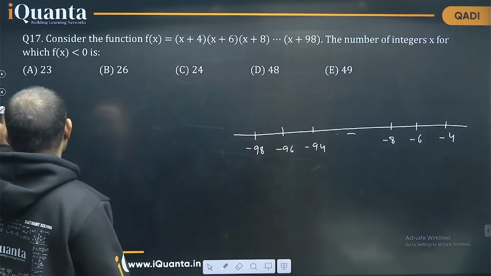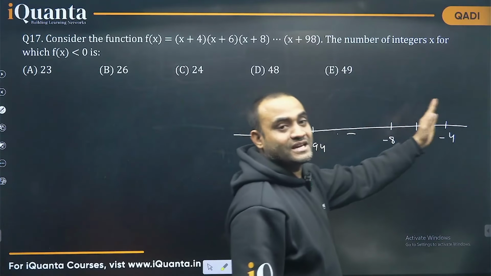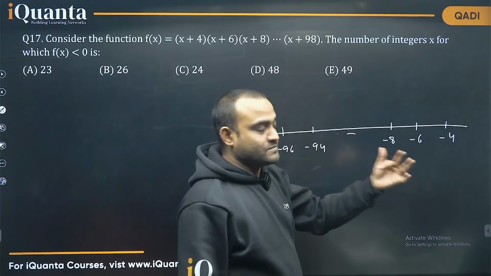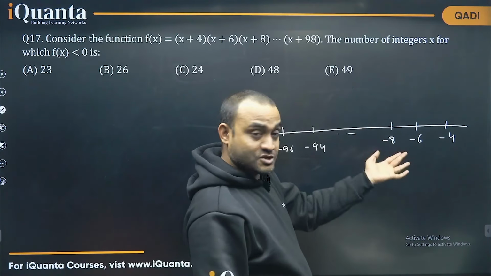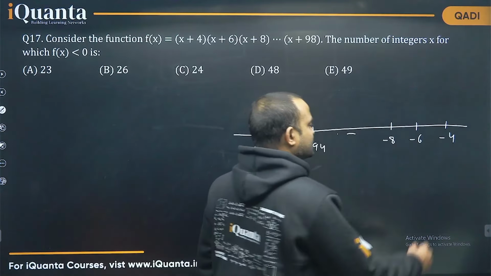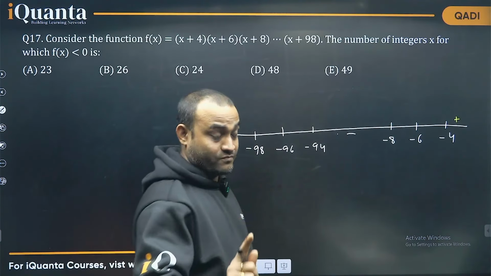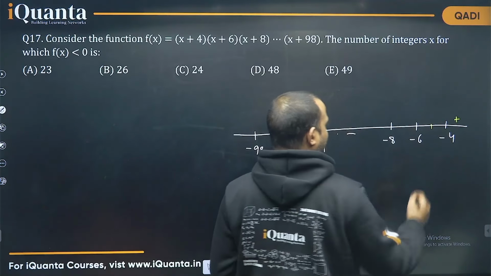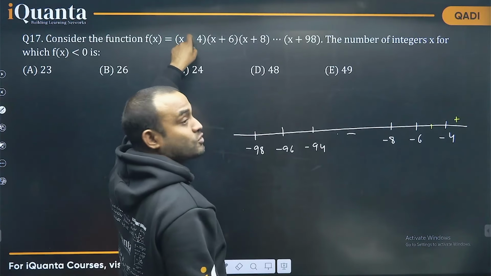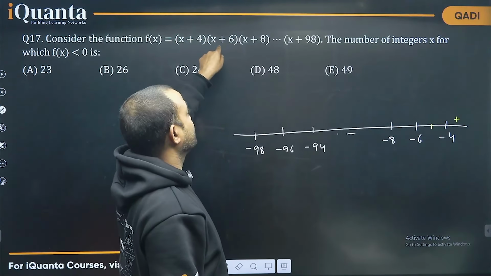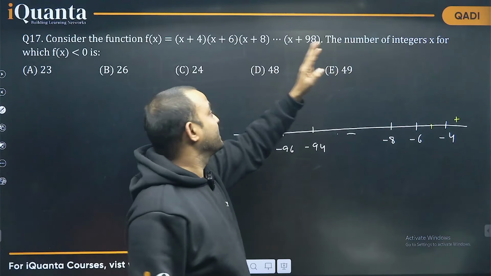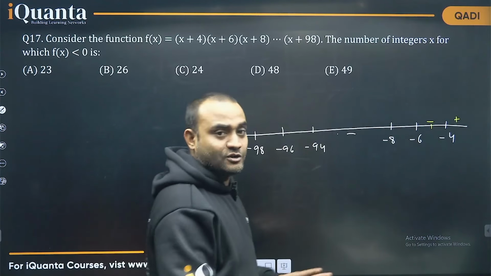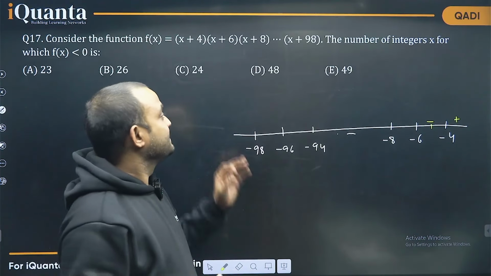Okay, so if I put any value of x which is greater than minus 4, like let's say 0, this expression will become positive. If you put x is equal to minus 2, minus 1, minus 3, any value which is greater than minus 4, this expression will become positive. But if you put a value of x which is between minus 6 to minus 4, let's say minus 5, what will happen? Minus 5 plus 4 will become negative. Minus 5 plus 6 will be positive, positive, positive. All the terms will be positive except this one. So negative into positive, this expression will be negative in between.